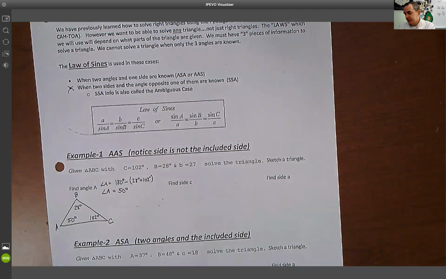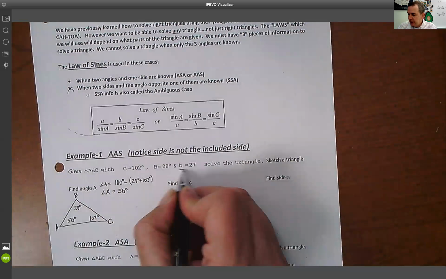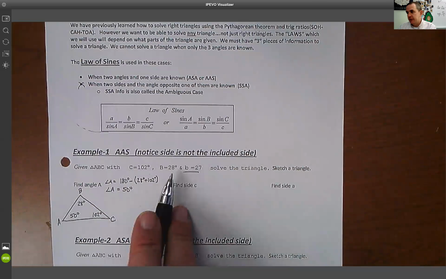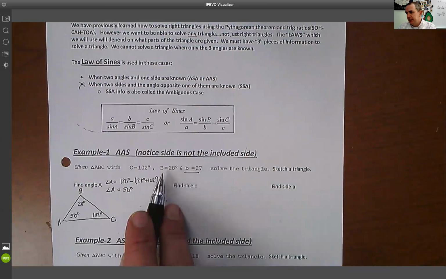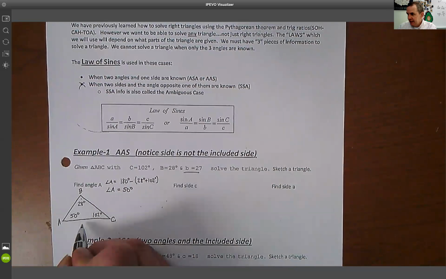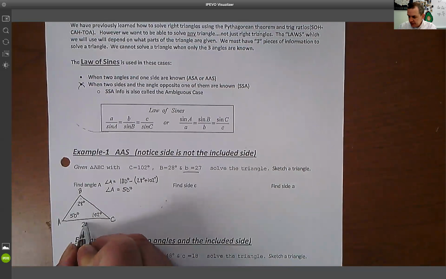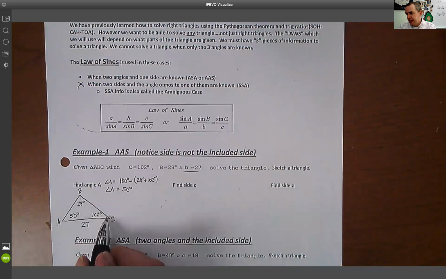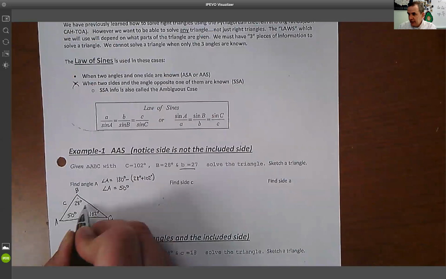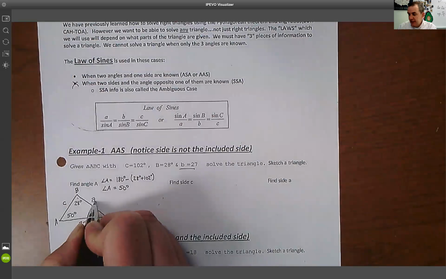And now here comes the deal. This is the new piece we're going to learn. Side B is 27. The way we locate sides of a triangle is the lowercase b is across from the big B. So this angle right here is 28. The side across is going to be of length 27. Since this is angle C, this right here is going to be side C. Since this is angle A, if we go across from it, this is going to be side A.